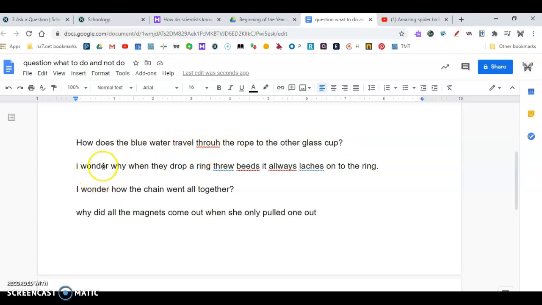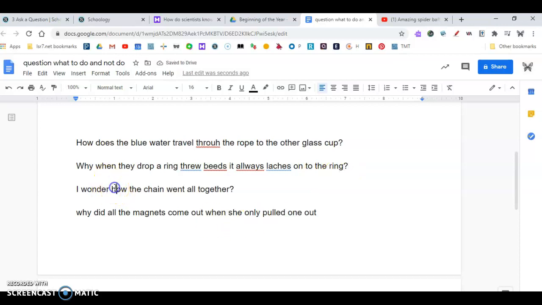Now, these next two start with I wonder, and I get it. I know you guys are wondering, but as soon as you put I wonder in front of it, it becomes a telling sentence and not an asking sentence. So instead of putting I wonder, I'd like for you to just start with the why. Why, when they drop a ring through beads, does it always latch onto the ring? And now that we've started with why, it's a question with a question mark.